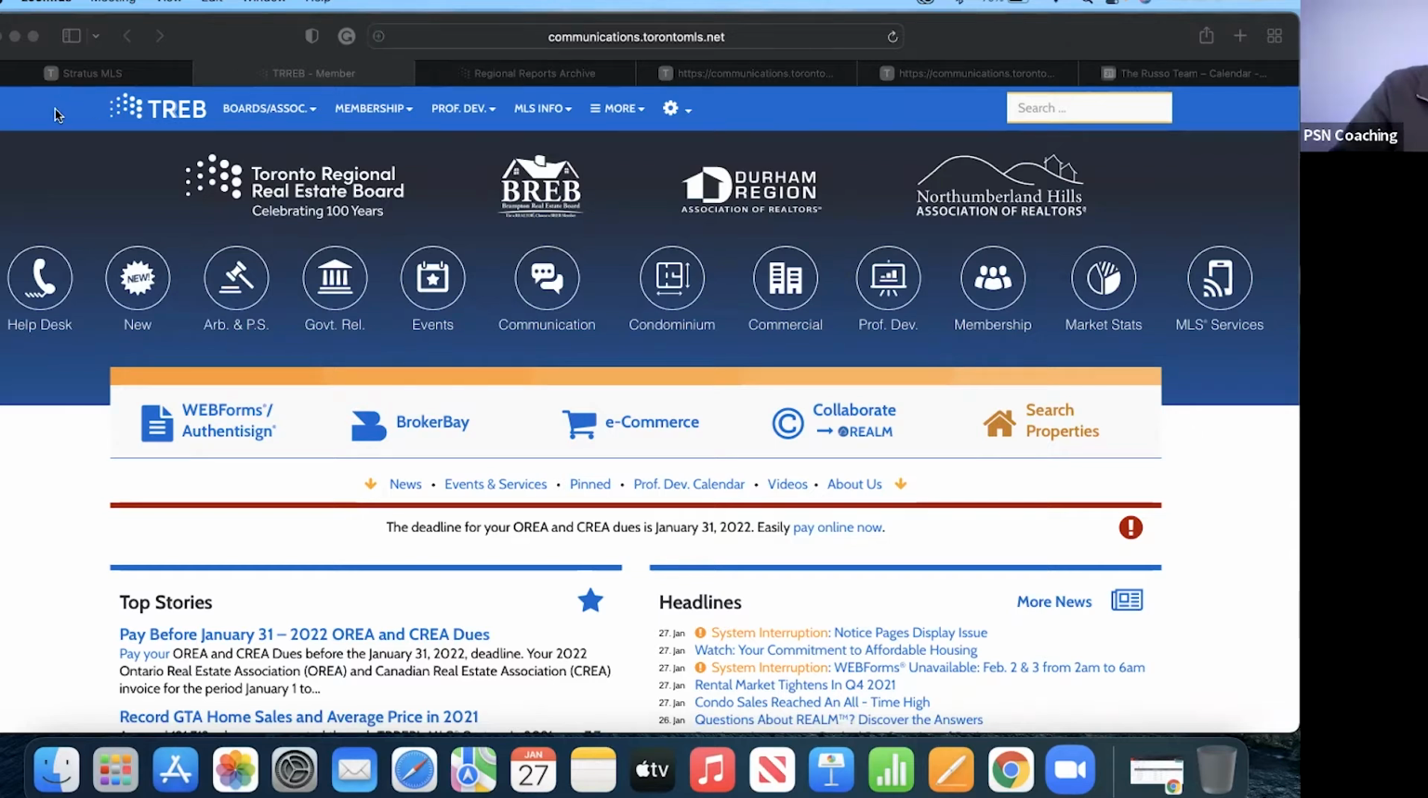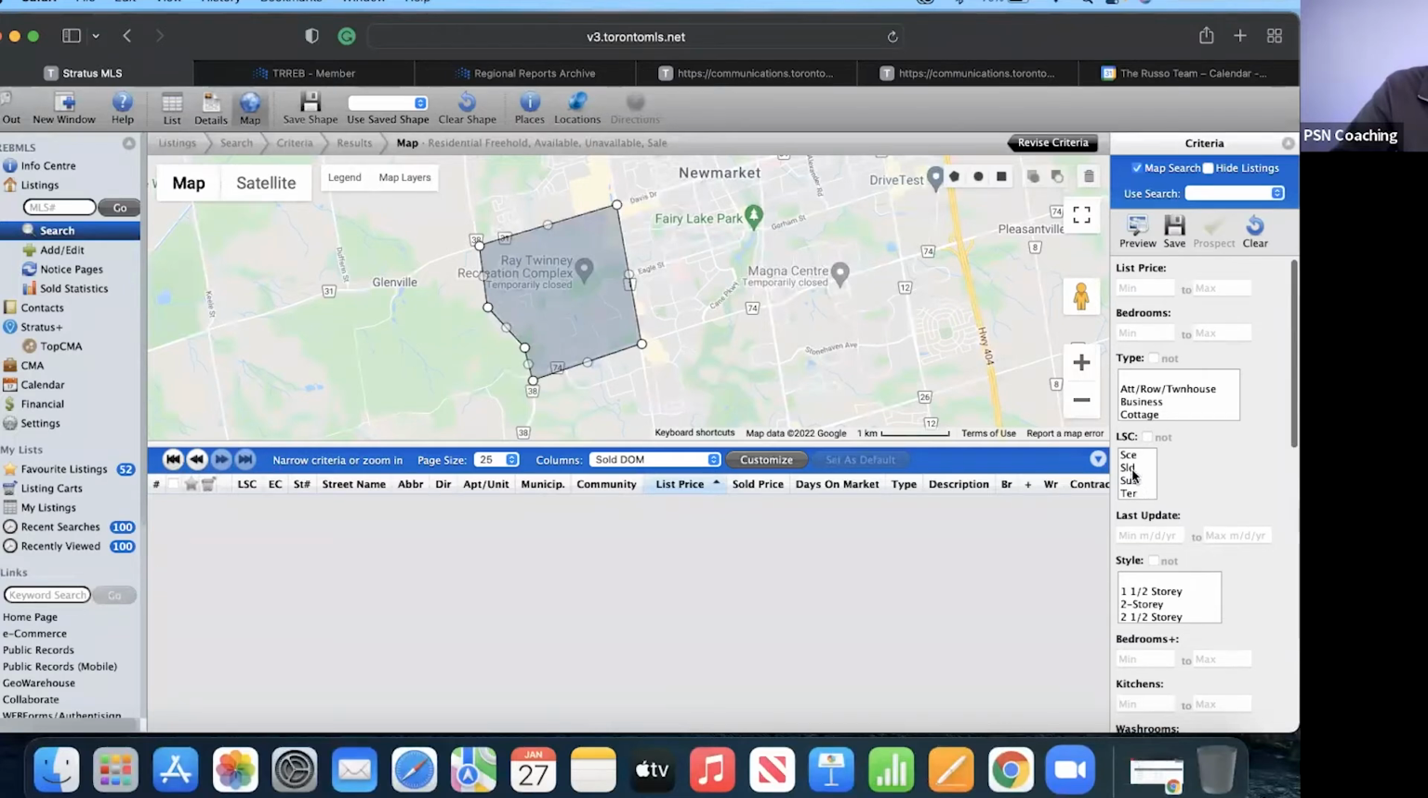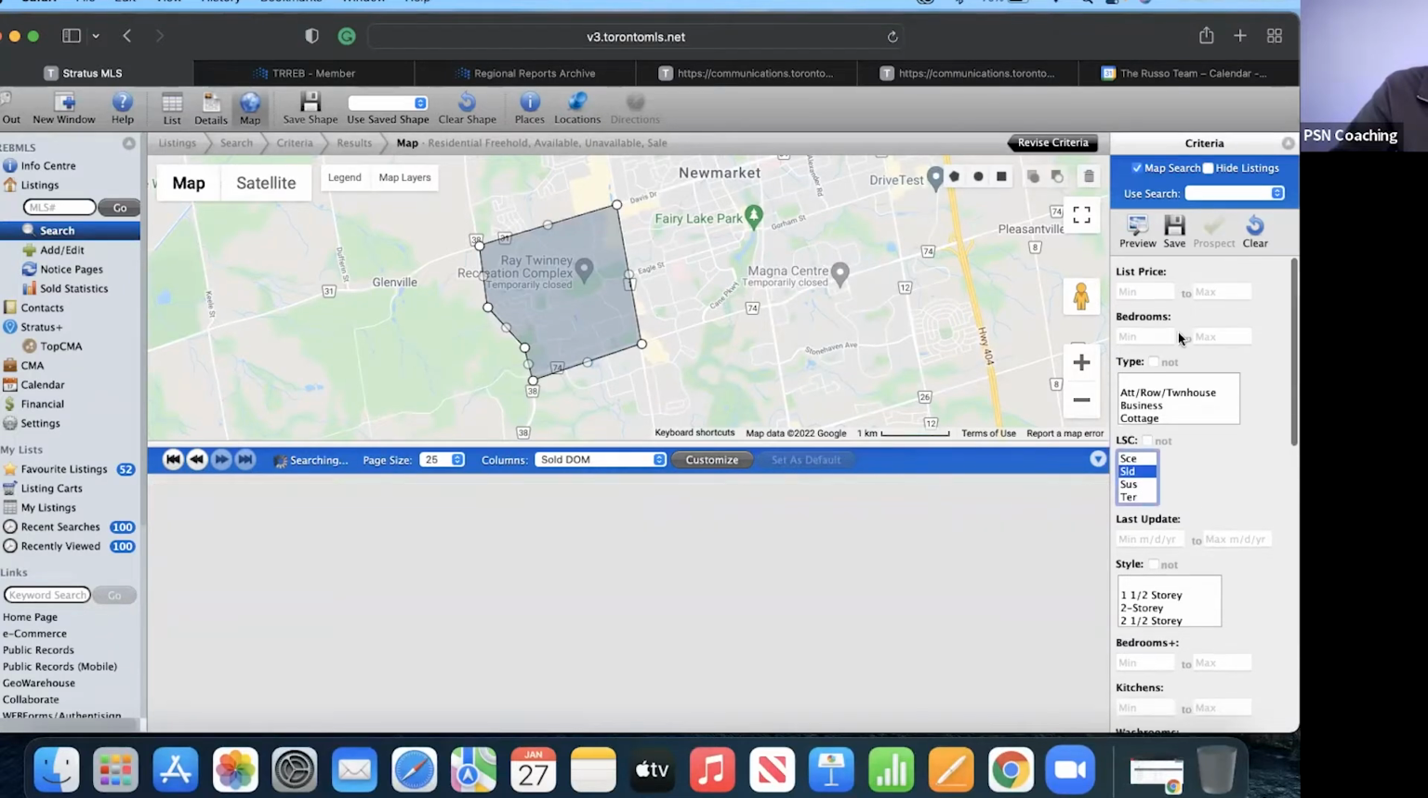Right away, if I go over here to Stratus, I can find the areas in which they sold their home. I'm going to go to sold and match up as many details as I can to theirs. I'm going to start with two bedrooms. Theirs was a bungalow, a detached bungalow.